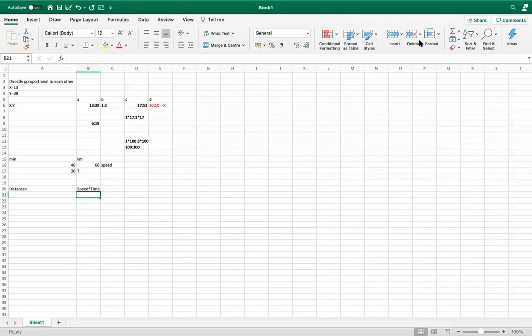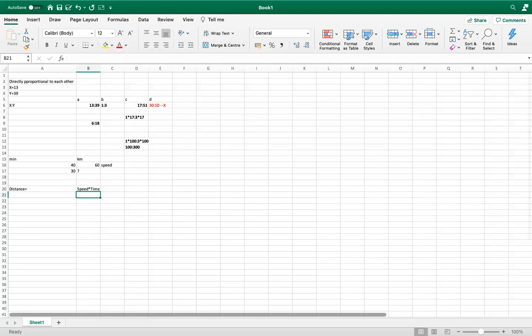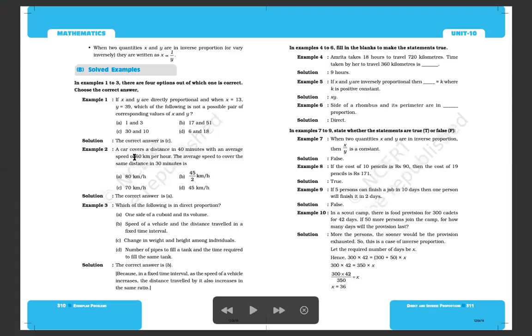I'll share my other problem. Read this problem once. Okay? Now, a car covers a distance in 40 minutes. Okay? What is the distance? 40 minutes, right? With an average speed of 60 km per hour. The average speed to cover the same distance in 30 minutes is? Okay? Are you following?